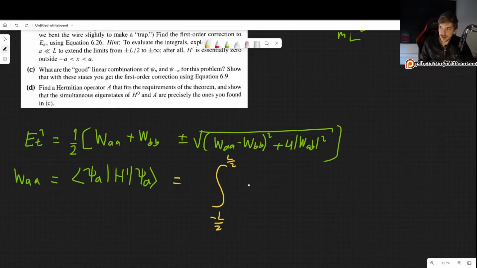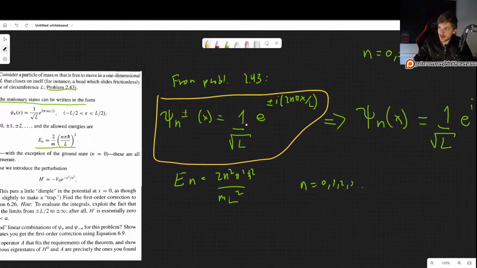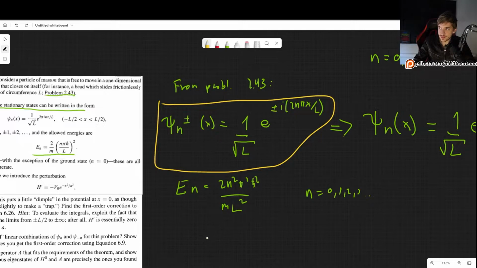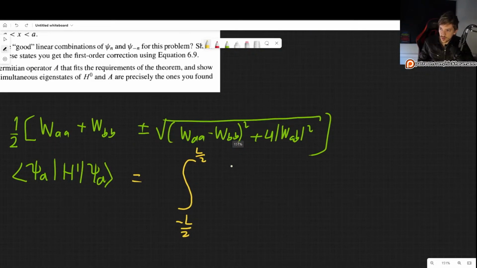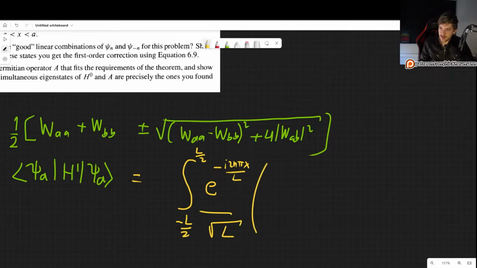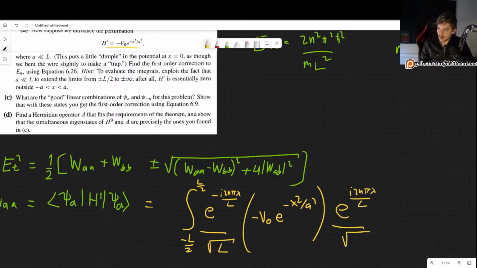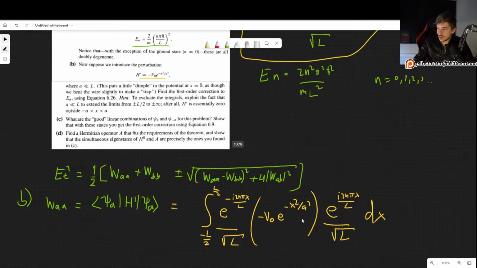So we have psi A conjugate. Now, since psi A we can consider as the positive state here, and psi B will then be the negative one, then psi A conjugate will be e to the minus i 2 n pi x over L divided by the square root of L. Then we include the perturbation, which, as we can see up there, is minus V0 e to the minus x squared over a squared, and then finally we put psi A without any sort of change, right? And this divided by the square root of L. And there we have it.